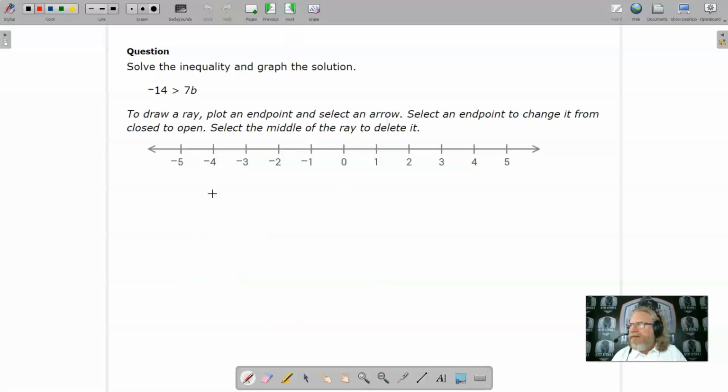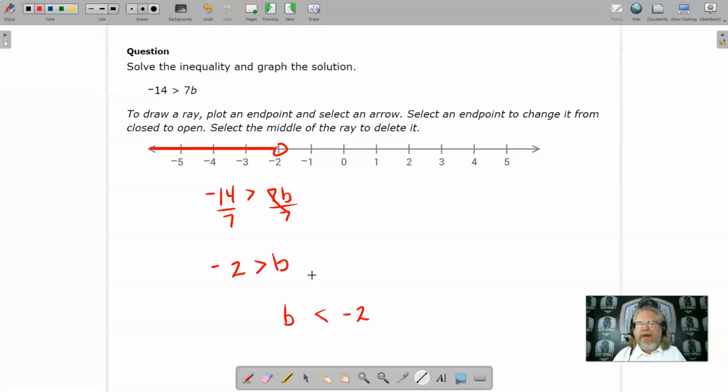On the next one, we have negative 14 is greater than 7b. So let's go ahead and divide by 7, right, to get that b isolated. And what we do to one side, do to the other. The 7's are going to cancel each other, leaving us just b. And negative divided by positive is negative. And 14 divided by 7 is 2. I like my variables on the left, so I'm going to move my b over there, and my negative 2 over here. I do need to switch the sign, so now find negative 2. Here it is. I'm going to leave it as an open dot, and I want it to go to the left. And so that's my final solution here.